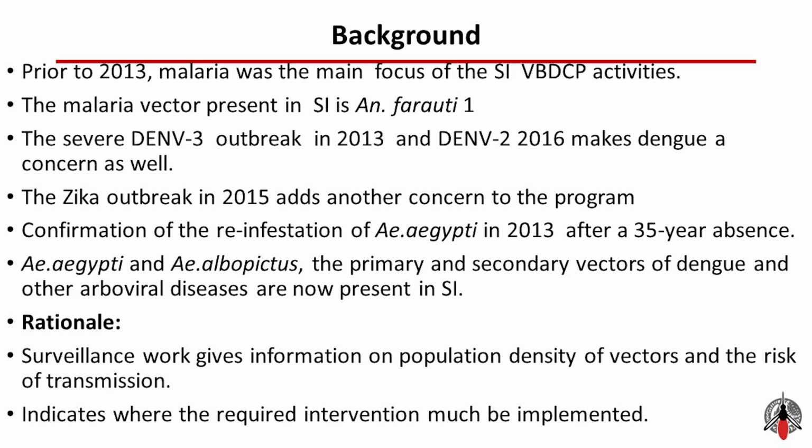And to make matters worse for us, during the surveys in 2013, we discovered that Aedes aegypti has re-established in the Solomon Islands, especially in Honiara, after 35 years of absence. And in the Solomon Islands, both vectors of the virus, that's Aedes aegypti and Aedes albopictus, are present.